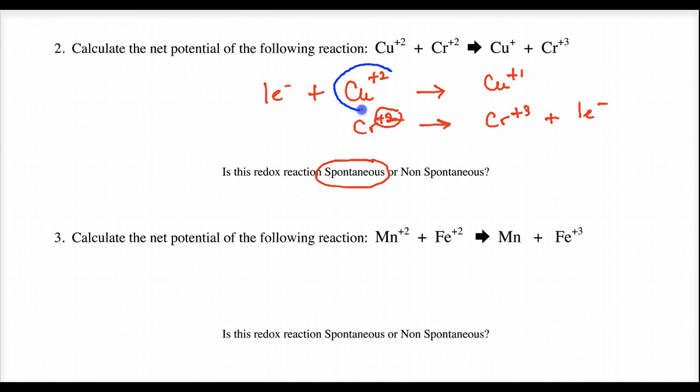Copper plus 2 is gaining an electron. Chromium plus 2 is losing. So you'd have to look for the exact chromium plus 2 to do this. You really can't do this in table J. You can do this on the net potential table.